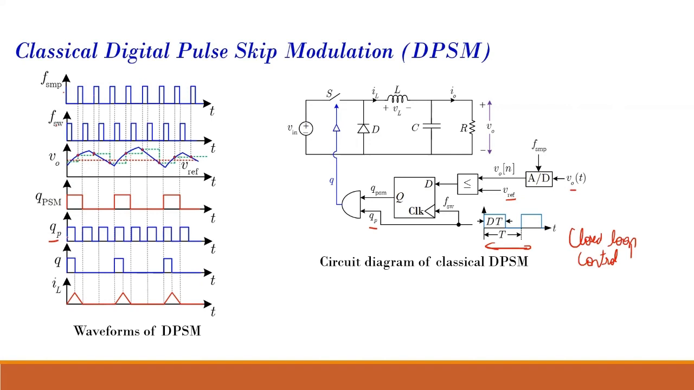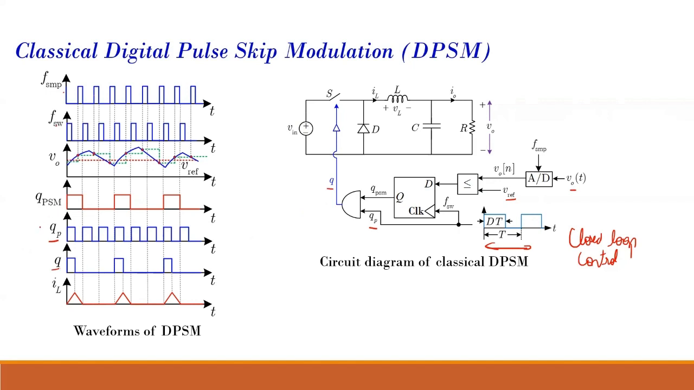And when the switching clock is coming, my pulse goes high. Based on the particular control loop or open loop control, these are the pulses which are generated. If this pulse skip modulation technique was not present, then this would be my gate pulse Q.